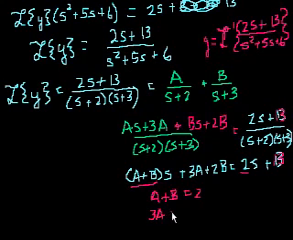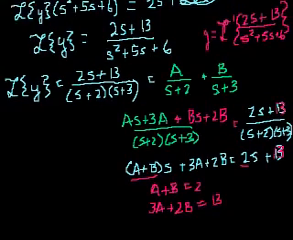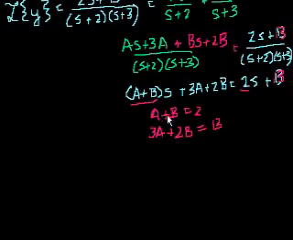3a plus 2b is equal to 13. Now we have two equations with two unknowns, and what do we get? I know this is very tiresome, but it'll be satisfying in the end because you'll actually solve something with a Laplace transform. So let's multiply the top equation by 2.